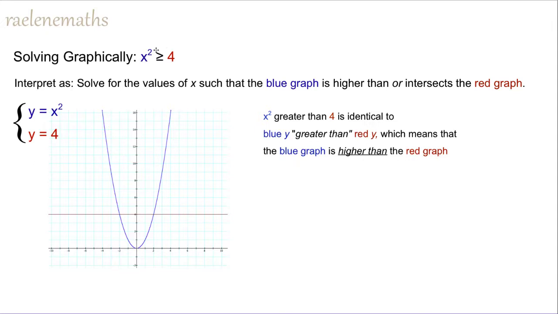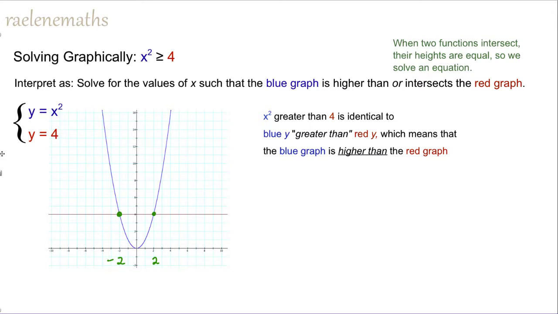Notice that we have x squared is greater than or equal to 4. And because we have the equation, we want the blue height and the red height to be the same. When we want the two heights to be the same, we are looking for intersection points in the graph. Now we have two intersection points, one at negative 2, 4, and another at positive 2, 4. So we have two x coordinates that we know for sure make this statement true.